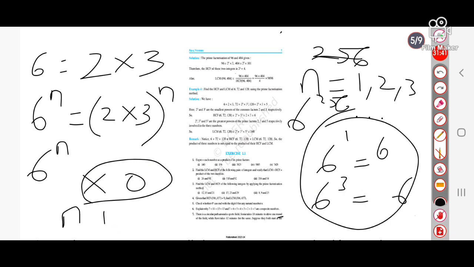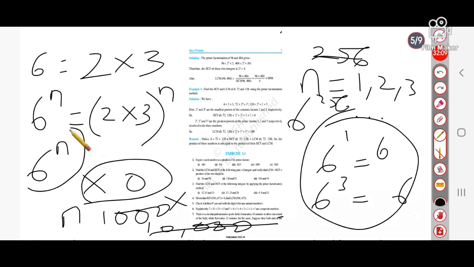Whatever the number may be, say for example 1000 or 10,000, it will never come under the 6 power n format. They are asking us to check whether it can. So our statement is that 6 power n cannot end with the digit 0 in its last place.